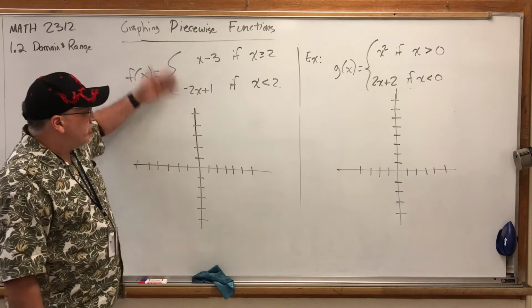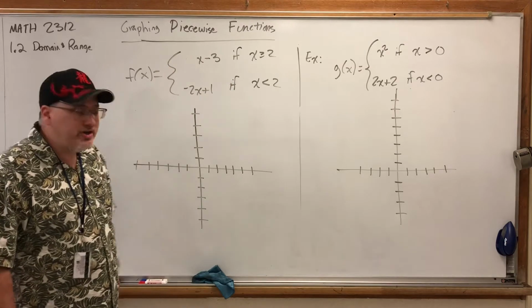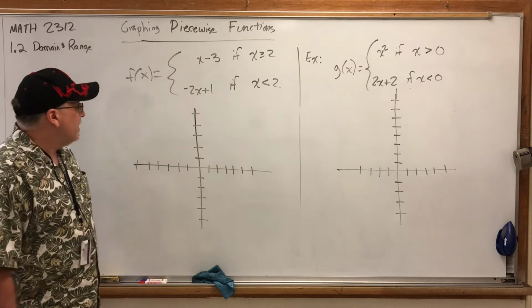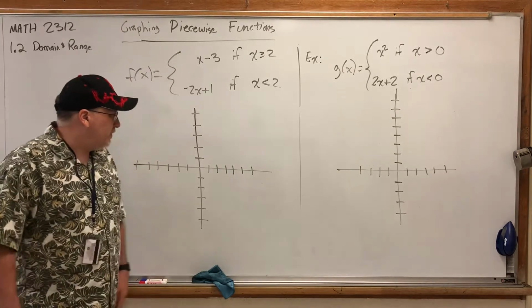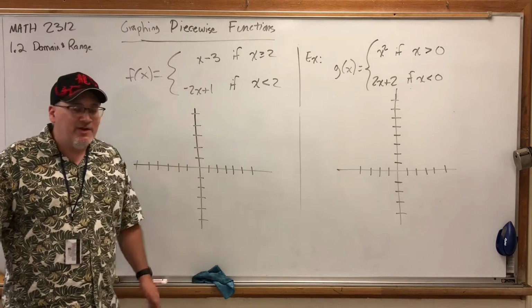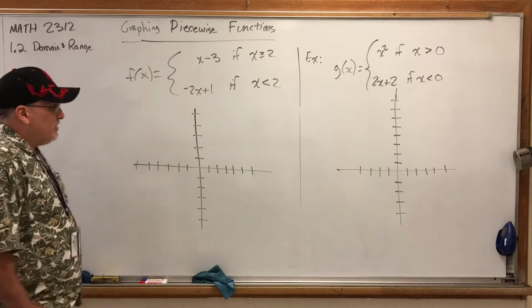How do we know which one to use? That depends on the input and the conditions imposed on each part of the function. And by the way, a piecewise function can have more than two pieces. I've seen piecewise functions with 6 and 7 pieces. They're a little annoying, but whatever. But how do you graph these things?